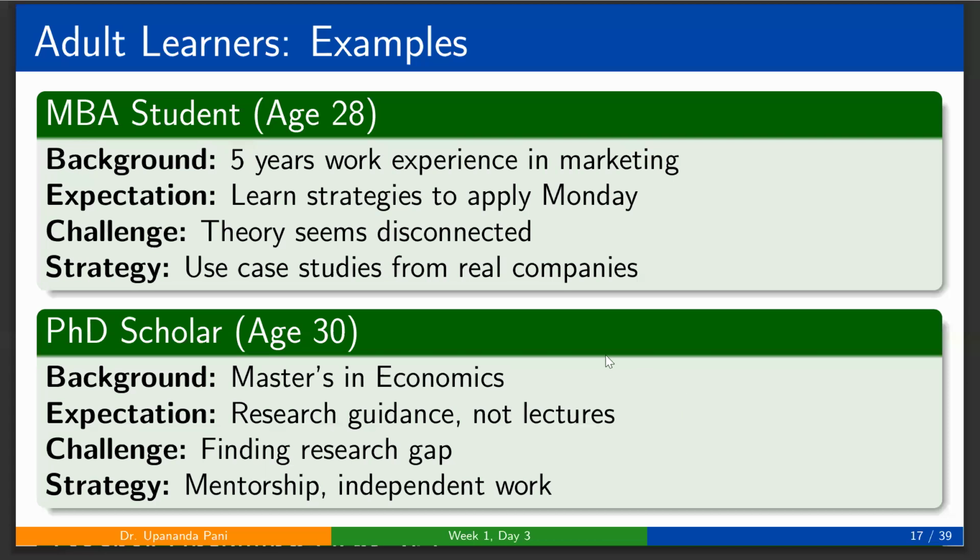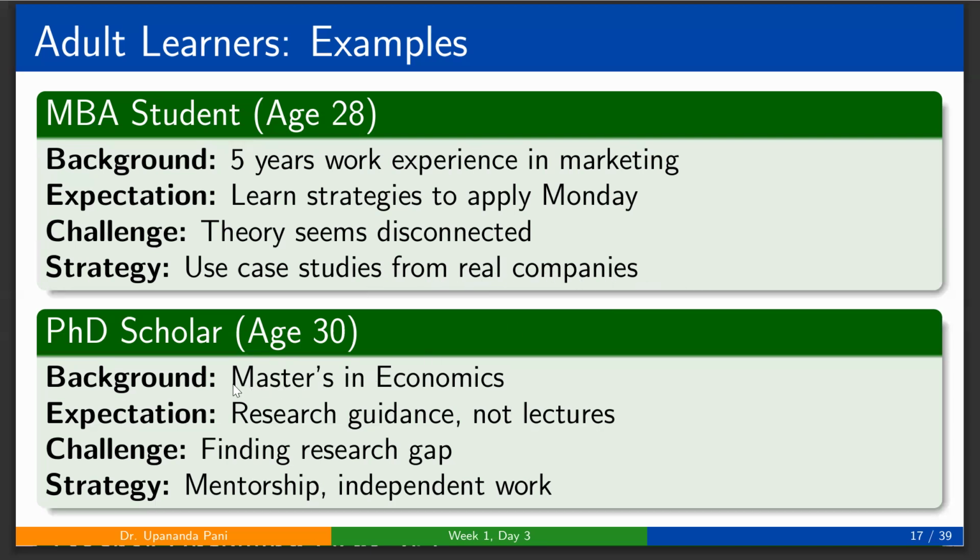Now, for example, let's analyze adult learners. Let's say somebody is an MBA student, and their age is 28. What is the background? They have already worked in the industry. They have job experience before doing the MBA. So the expectation will be to learn strategy and apply it immediately. The challenge is that they will not connect with theory. So the strategy is that you can use case studies from real companies.